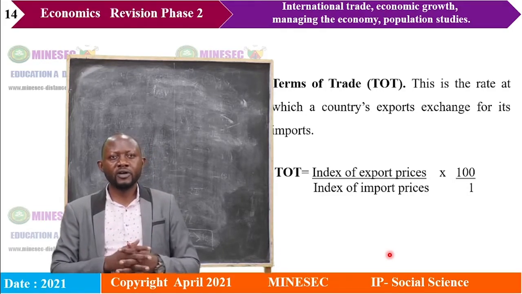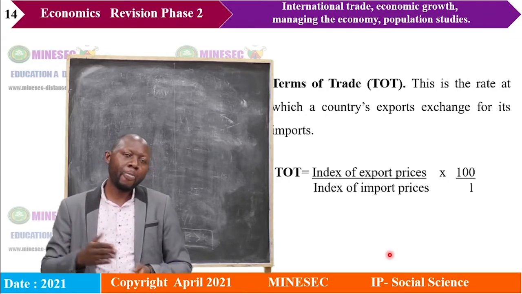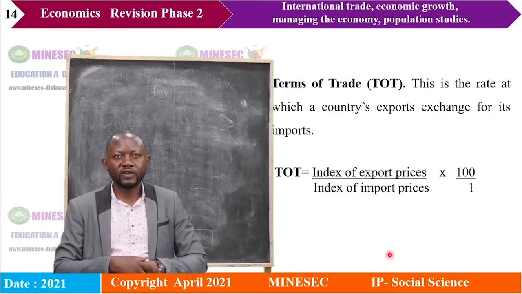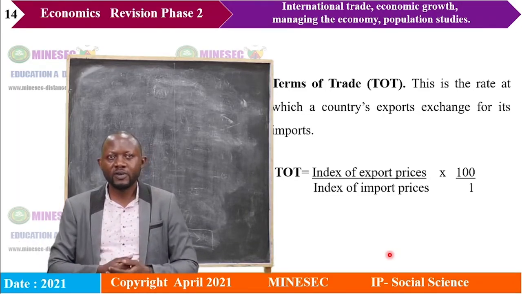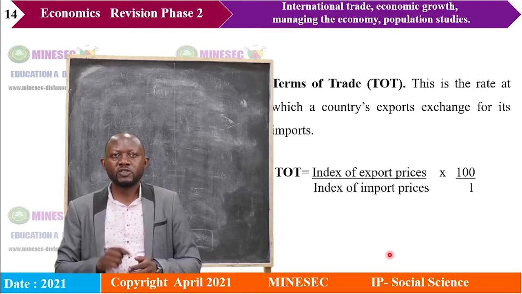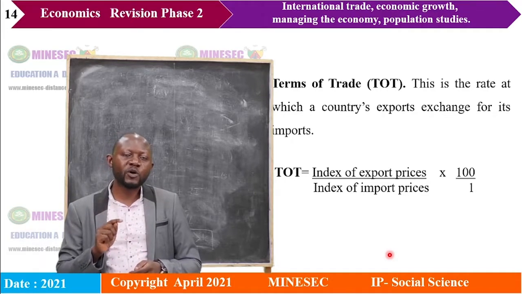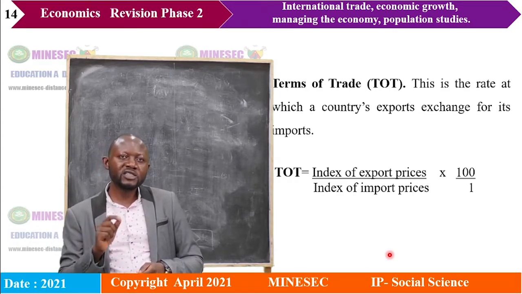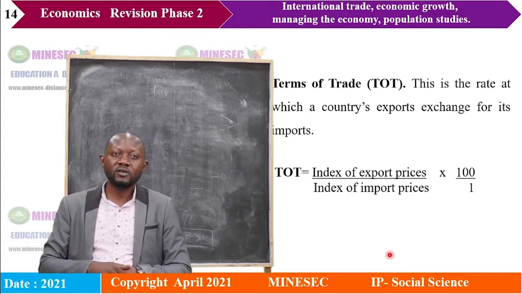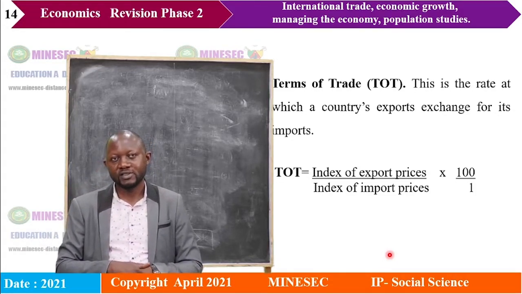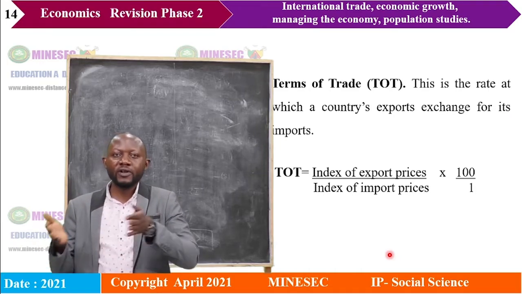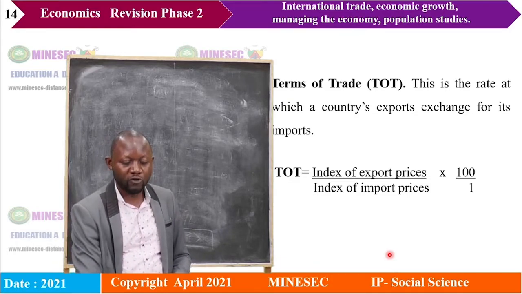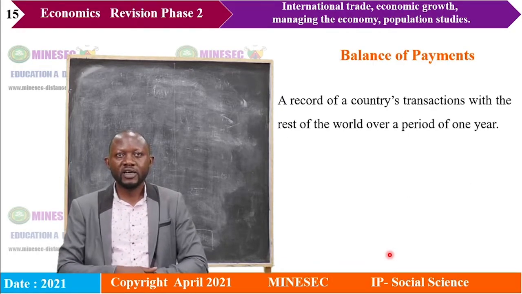The main cause of changes in the terms of trade will be a change in the demand and supply conditions of imports and exports. We talk about government taxes and subsidies. But it should be noted that when export prices are rising and import prices are falling, that is equally regarded as a favorable movement in the terms of trade. Unlike when export prices are falling and import prices are rising, it is an unfavorable movement in the terms of trade.